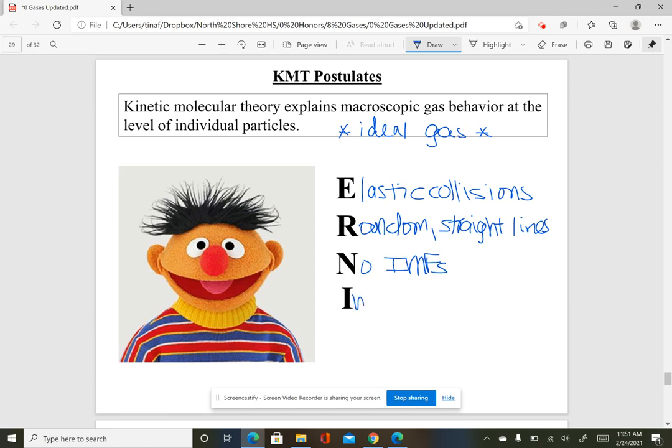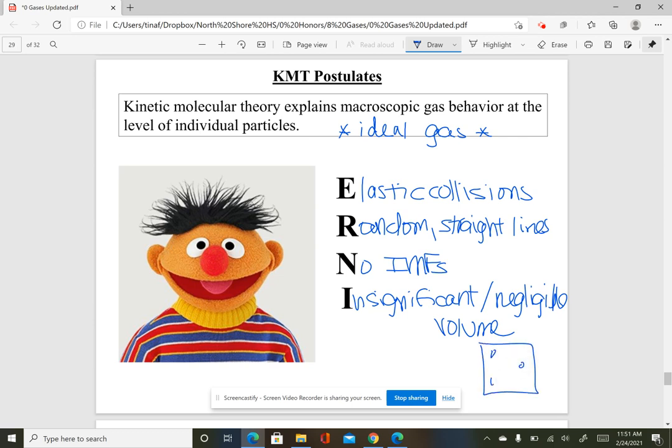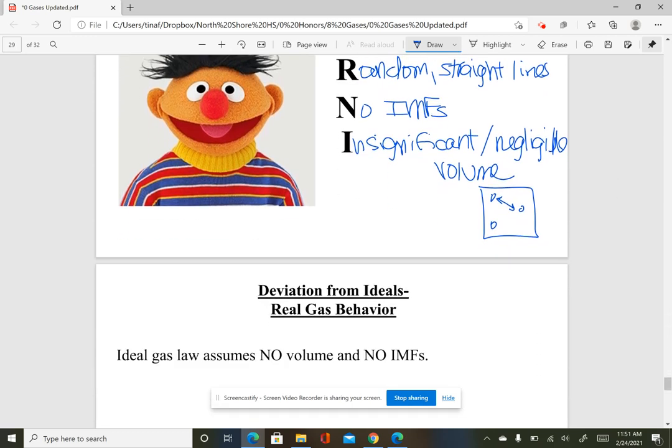And I stands for insignificant or negligible volume. Okay, so if we imagine drawing a particle diagram of a gas, we're talking about the size of the particles compared to the space between them. They're so small. So looking at a container, it's hard to say, oh, that's the volume of the gas, because the particles of the actual gas are very, very small. They're just really, really spread out.